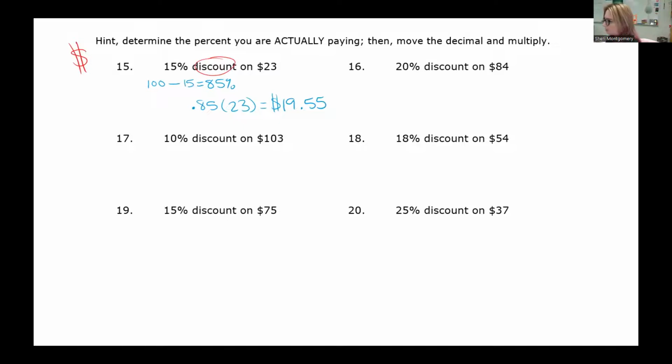So we're going to do the same thing for number 16. I see discount, so I do it differently. I have to do 100 minus 20 first. I'm actually paying 80% of whatever it is. That's okay. You got a pencil. You can erase it.